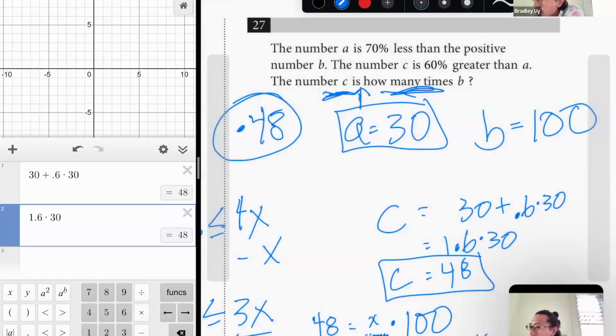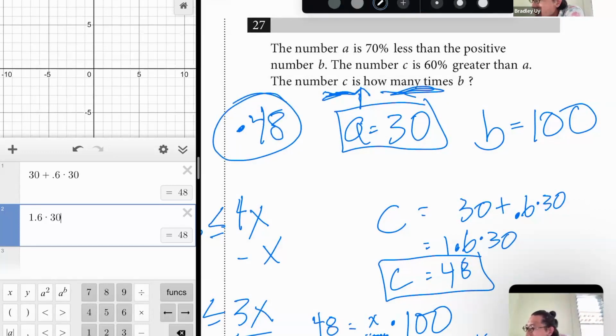Okay, another way you can do this is to create algebraic expressions and equations. Equation one, I might say, is this: A is 70% less than B, that means it's 30% of B. Equation two is the number C is 60% greater than A, so C is 1.6 times A.